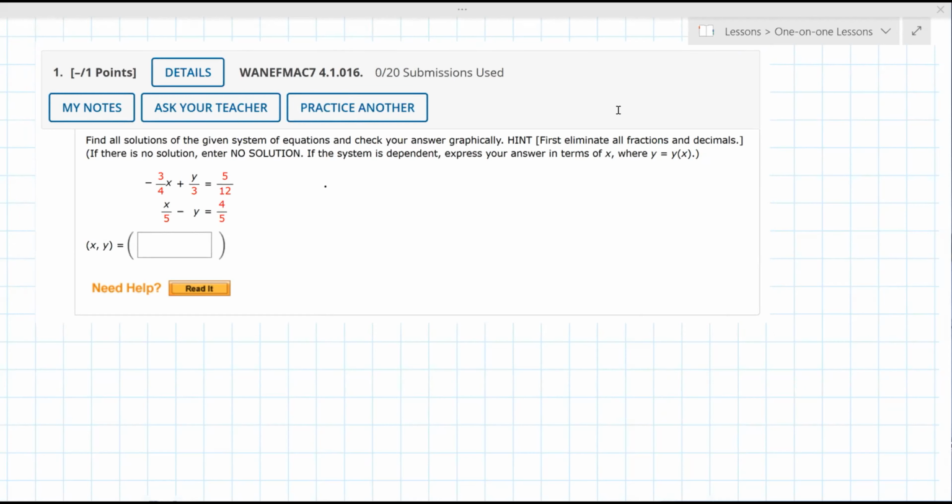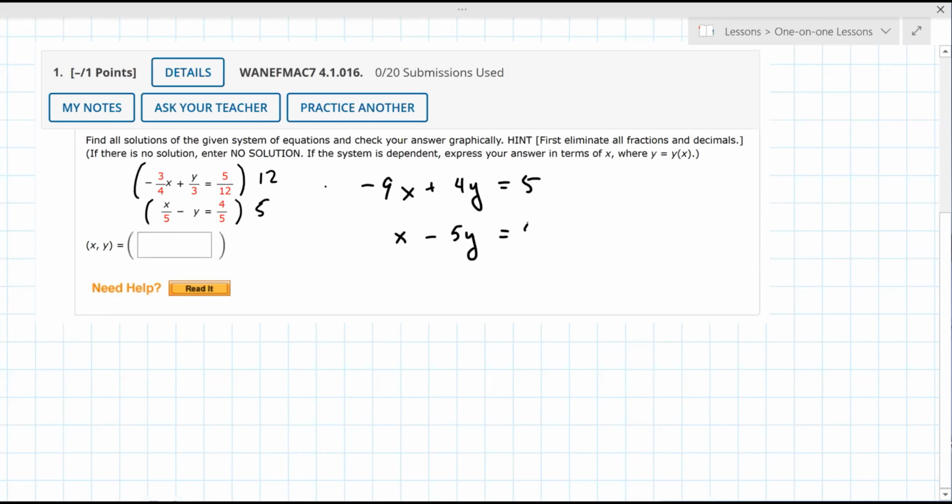So let me multiply the top equation by 12 and the bottom equation by 5 to get rid of the fractions. On the left here, it's 36 over 4 with the negative out front, but you can divide first, and that's what I recommend. 4 divided by 12 is 3, so it becomes minus 9x. 12 divided by 3 is 4, plus 4y equals 5. And the one on the bottom is x minus 5y equals 4.